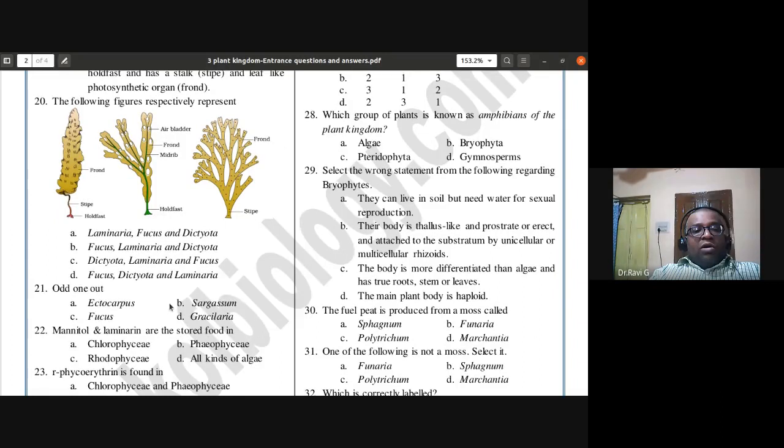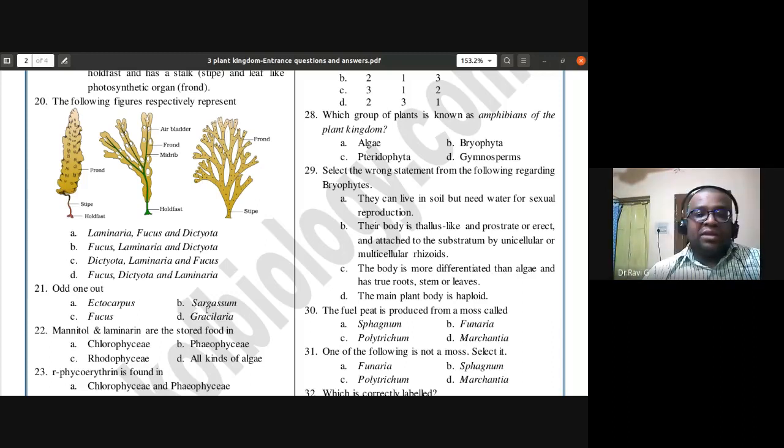so pick the odd one out. Ectocarpus, Sargassum, Fucus, Gracilaria. Gracilaria is the odd one out, whereas Ectocarpus, Sargassum, and Fucus all belong to the same variety of algae. So the odd one out among them is Gracilaria.